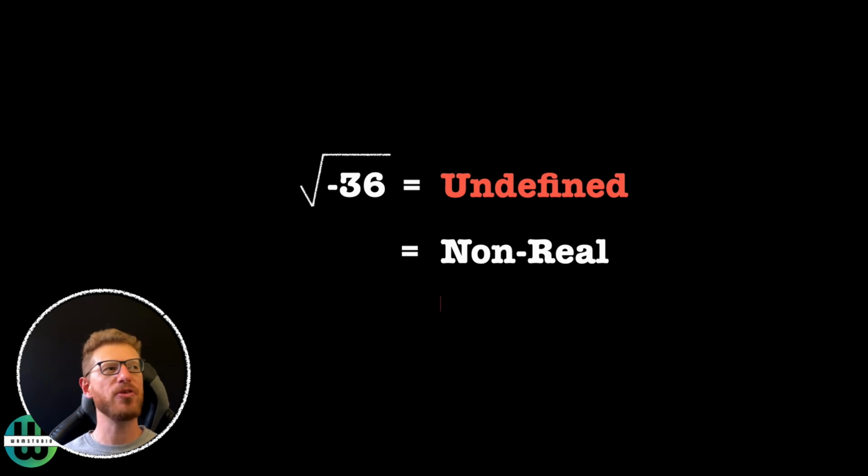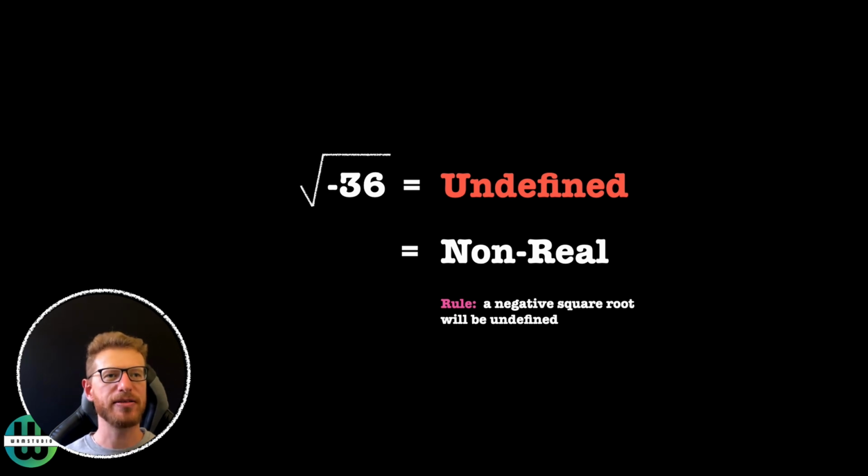Why? Because it stems from the rule. A negative square root will be undefined. Cannot be represented on a number line.